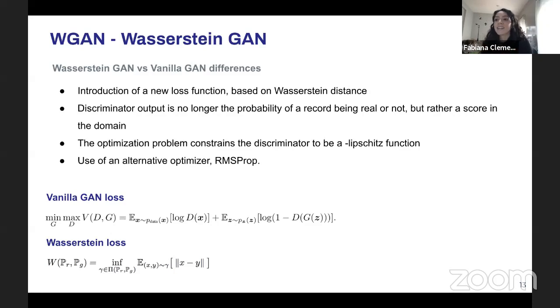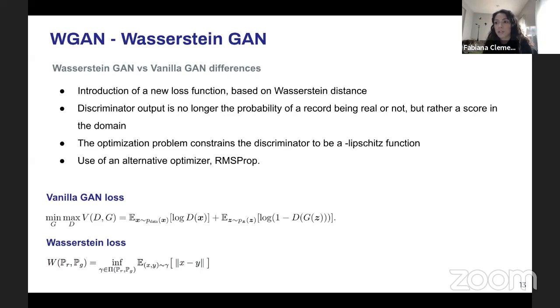-1 distance. In this case, the output loss of the discriminator is no longer the probability of being real or not, but rather a score in the domain. It is not rare to see the discriminator in this architecture being called critic instead, for example. Also, the optimization problem is now constrained by a Lipschitz function, which was made possible by clipping the weights of the discriminator. And last but not the least, the usage of an alternative optimizer. In this case, instead of using, for example, the Adam optimizer, due to its momentum convergence problems, we are using RMSprop.